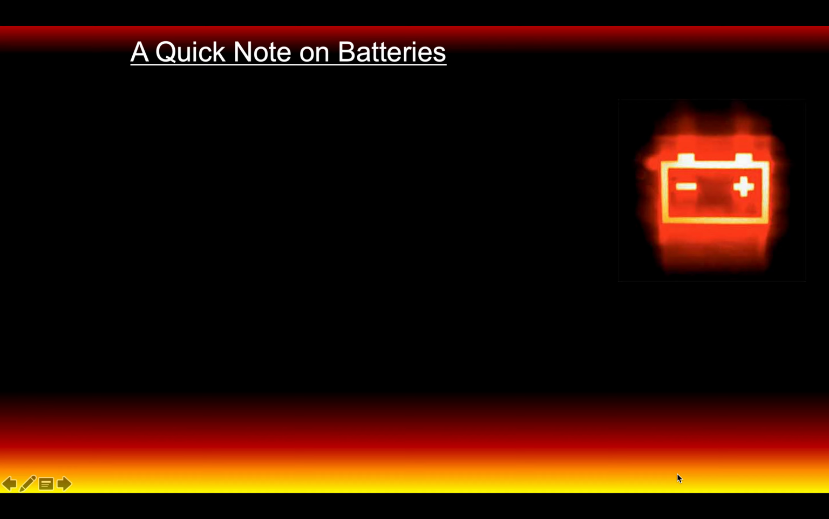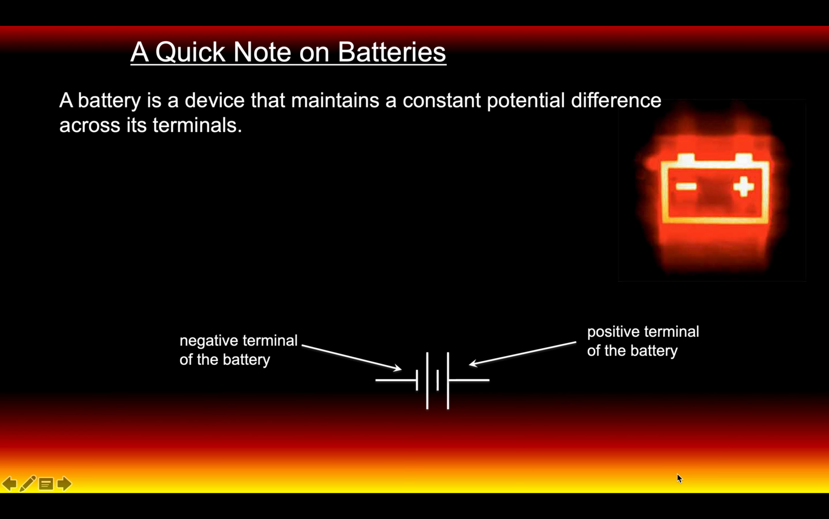For the purpose of this course, we will say that a battery could be thought of as any device that maintains a constant electric potential difference across its terminals. A battery contains two terminals, the positive terminal and the negative terminal, and often I'll refer to these as the plus side and the minus side of the battery.